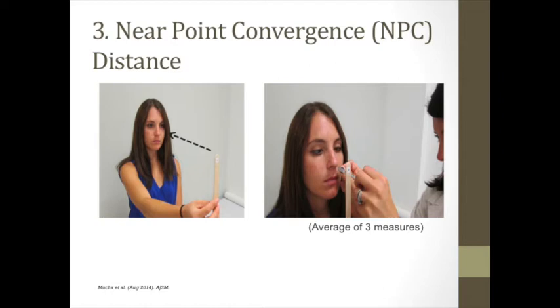Measure the distance from the tip of the nose to the stop target in centimeters. Repeat the test 3 times. An abnormal NPC is greater than or equal to 5 centimeters. After 3 measurements are recorded, ask the participant to rate the following on a scale of 0 to 10. Headache, dizziness, nausea, fogginess.